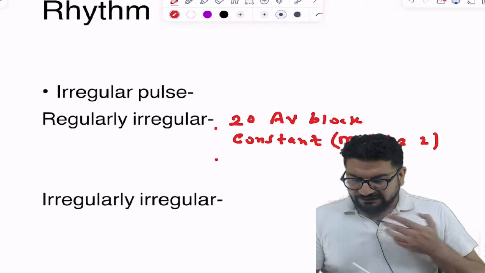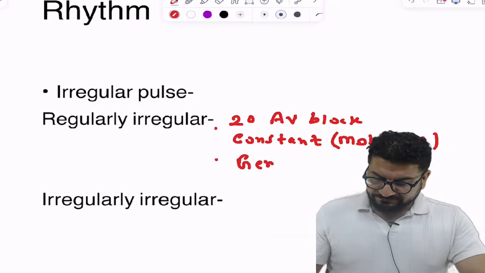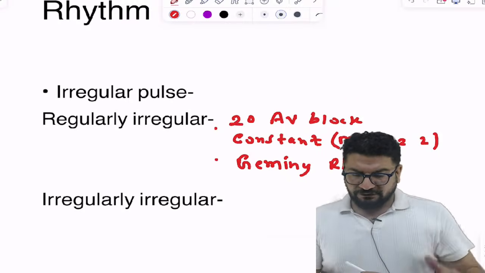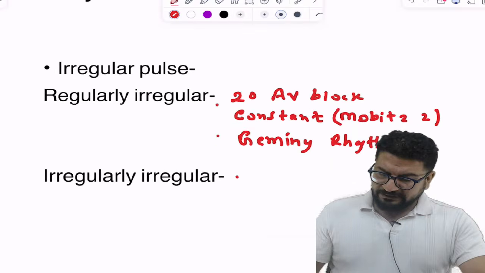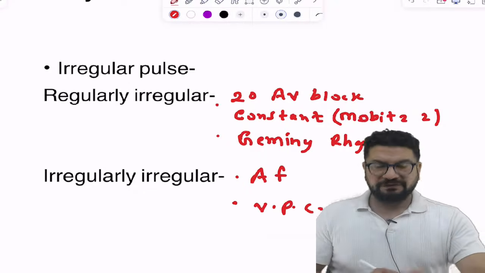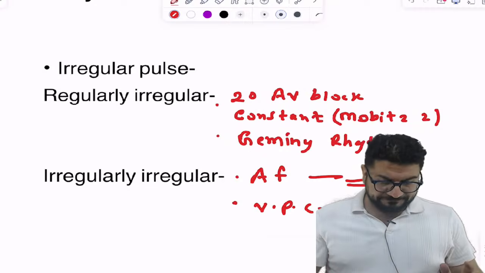Then they ask you where you will see irregularly irregular. Also, you will see Gemini rhythm. And Gemini rhythm means like bigemini, trigemini. It is seen where? It is seen in digoxin toxicity. Irregularly irregular is a feature of atrial fibrillation and VPC. VPC means ventricular premature contraction. So repeatedly they ask you questions on atrial fibrillation.